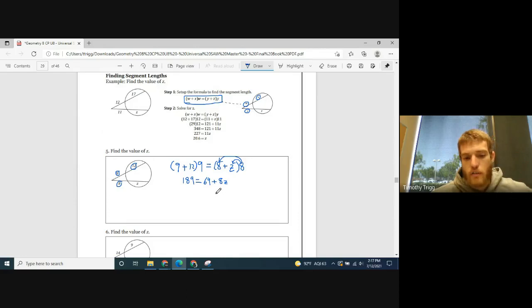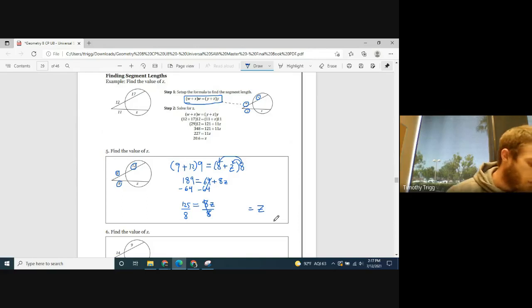Anyway, so now we want to solve for Z. I'm going to go ahead and subtract 64 from both sides of the equation. On the left side, that gives me 125. And on the right side, these cancel, so that leaves me with 8Z over here. Lastly, to get Z by itself, we're going to divide both sides by 8. So that'll give me Z equals 125 divided by 8, 15.625. Or we can just call it 15.6, that's fine.